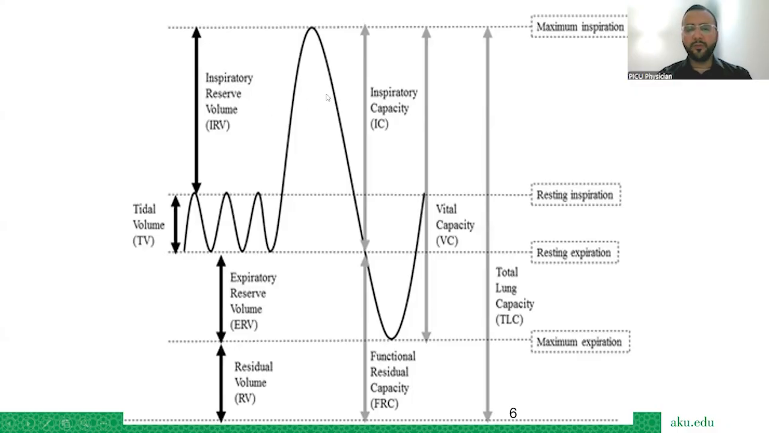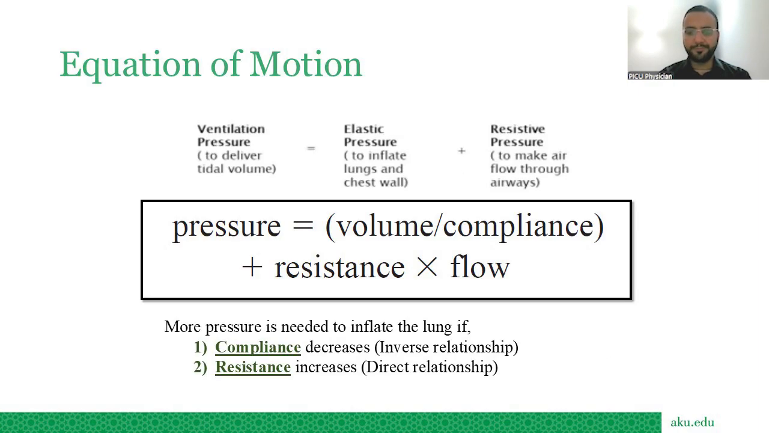If you add inspiratory reserve volume plus tidal volume plus ERV, expiratory reserve volume, the sum is called vital capacity. If you add expiratory reserve volume plus the residual volume, it is called FRC, functional residual capacity. And if you add all of these volumes, it is called TLC, or total lung capacity.